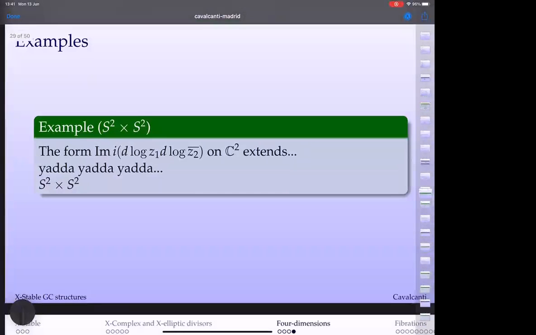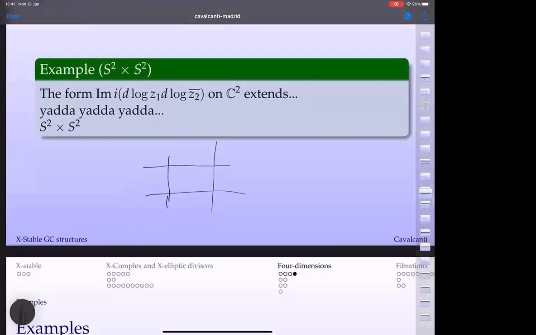S2 cross S2 does the same thing. It has four lines, four divisors, and it's all compatible with the complex structure. So you get +1s everywhere. So it's an example of a stable generalized complex structure.